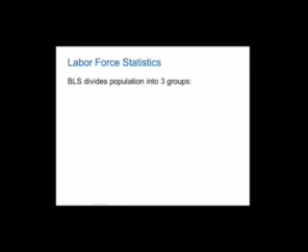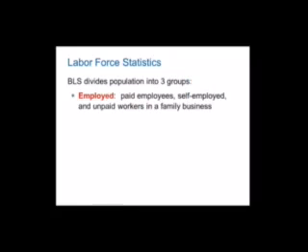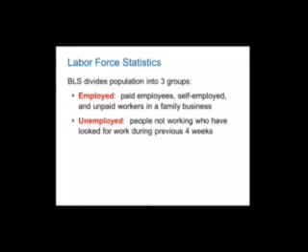After the survey comes in, and this is done every month, the BLS divides the population into three groups. The first group is employed. These are people who are working, either paid employees, or self-employed, or unpaid workers in a family business. The second group is unemployed workers, people who are not working, but have been looking for a job for the past 4 weeks.